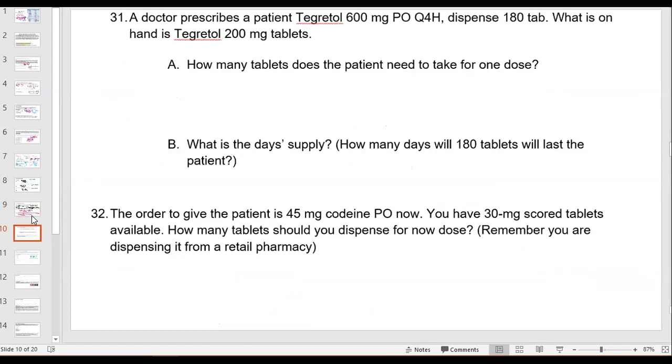Another question from the test. You guys remember this one? Yes. A lot of you guys got the first part. The second part was kind of funky.